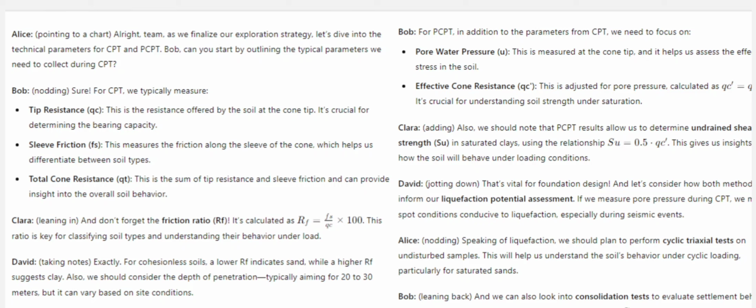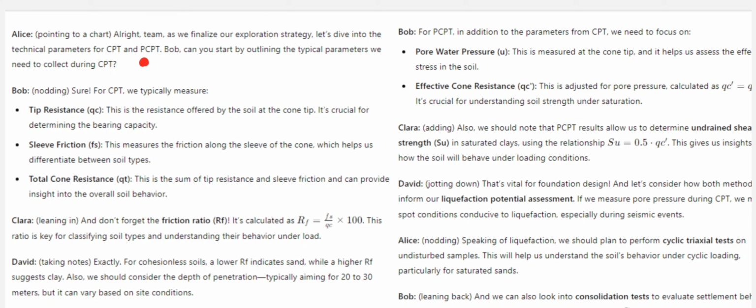So we will now look at a mock meeting to analyze. Alright team, we need to finalize our exploration strategy. Let's dive into the technical parameters of CPT and PCPT. Can you start by outlining the typical parameters we need to collect during CPT?